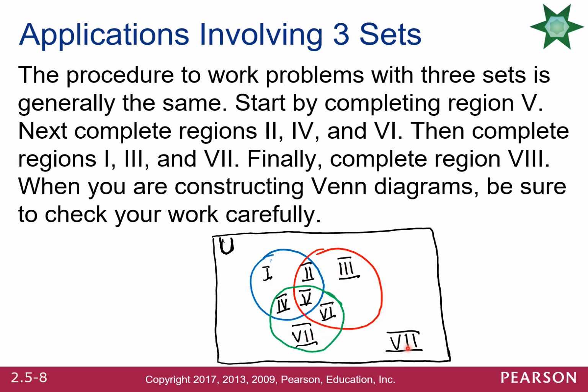And then there's the outside region, which is 8, and I don't think I've represented that right. So 5 followed by 3 lines here. So region 8 will be all elements that are outside of these 3 sets. Okay, so that's the procedure that we are going to follow when we work through an example involving 3 sets.